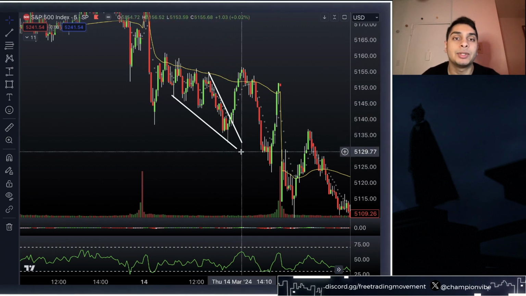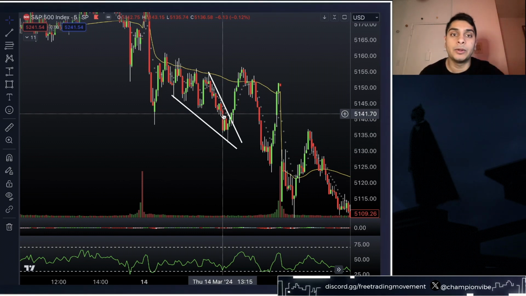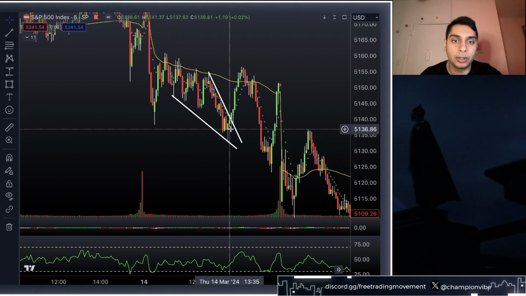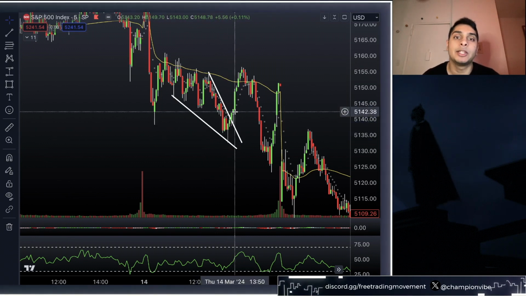So a lot of these wedges you see develop in the afternoon. If you think about the psychology of a wedge, they're developing during low volatility. You can see that the price is moving, it's kind of contracting closer and closer together before an eventual breakout. And sometimes towards the end of the day is when you get that breakout.